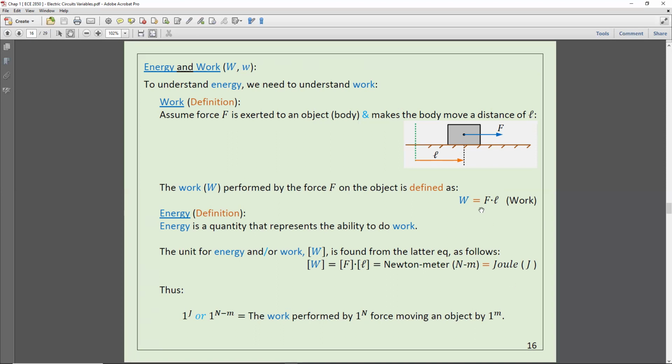So work, as I told you, is force F times L: the force I apply to an object to move it distance L. That means the unit of work is the unit of force, Newton, times meter. Newton times meter is the unit of work or energy, because they have the same unit. Actually, Newton times meter, we call it joule. This is the unit of energy. It's joule.